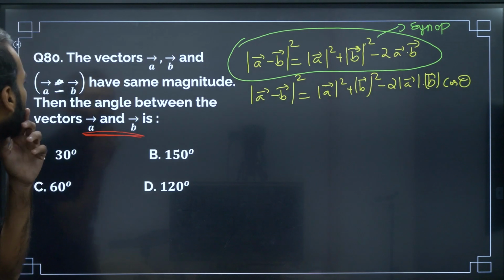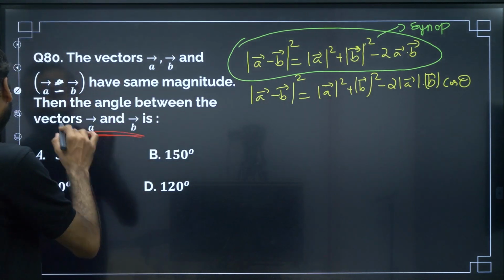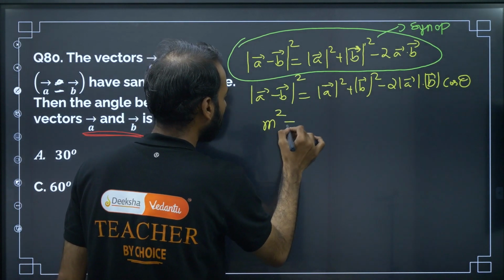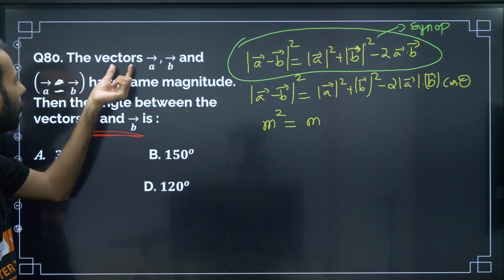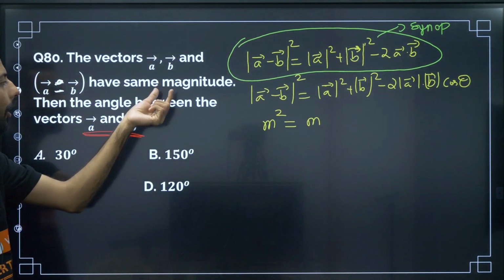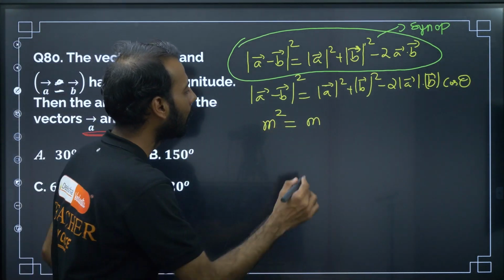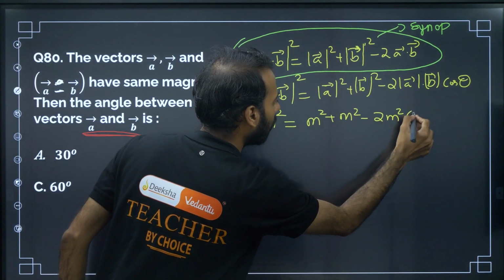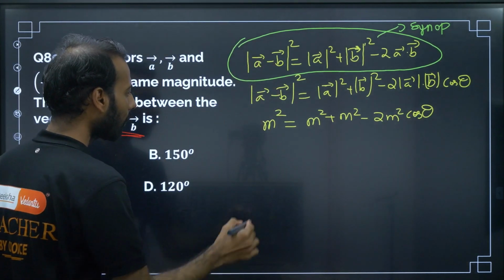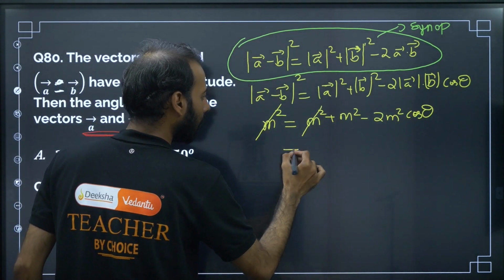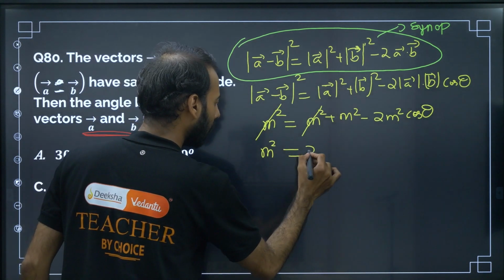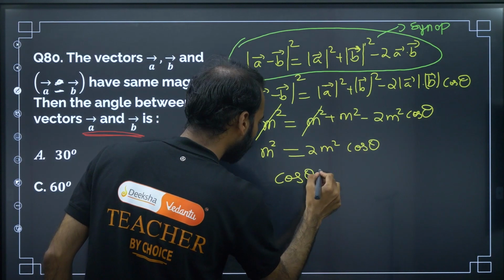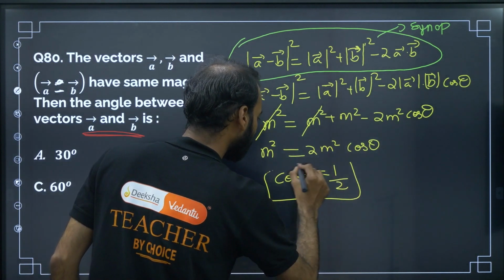So this you take. A minus B, same magnitude. So let me assign one magnitude, say m, and the square is equal to m. Here they have given the vectors A, B and A minus B have same magnitude. So for this, if I am assigning m, this also I have to assign m and m. Minus 2m square cos theta. M square and m square gets cancelled. Negative m square, if I transpose it to this side, 2 cos theta. So cos theta is equal to 1 by 2.